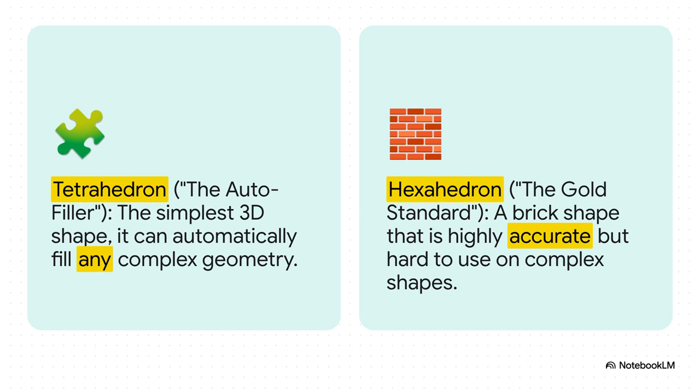And right away, in the world of 3D meshing, you've got this classic showdown, this fundamental choice between two main characters. On one side, you have the tetrahedron, which we can call the autofiller. It's like a little pyramid, and it's amazing because you can use it to automatically fill literally any shape you throw at it. But on the other side, you've got the hexahedron, the gold standard, a perfect little brick that gives you incredible accuracy. But it's a real pain to try and fit into complex shapes.